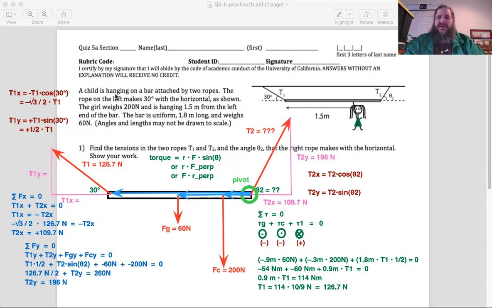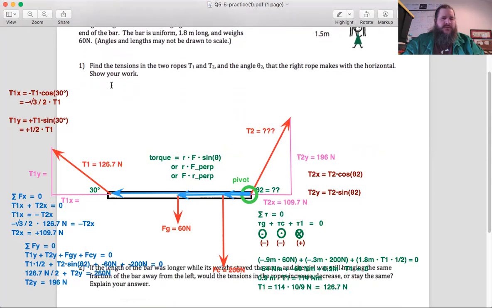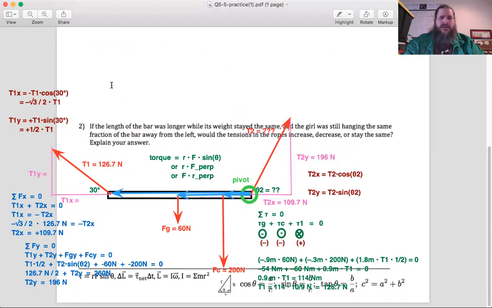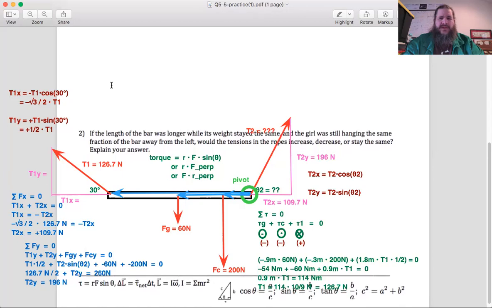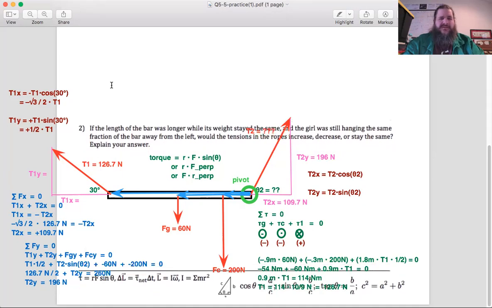So generally you want to set up the system so that the resulting equations are as easy to solve as possible. And was there anything else we needed to figure out here? If the length of the bar was longer while the weight stayed the same, and the girl was still hanging the same fraction of the bar away from the left, would the tensions increase, decrease, or stay the same?